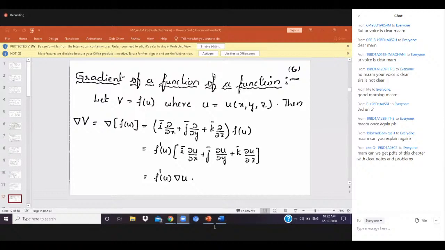This is f bar of u: i bar dou u by dou x plus j bar dou u by dou y plus k bar dou u by dou z. Then f bar of u into del u. This is the gradient of a function of a function. So function f is a function and u is also one more function here, because u depends on three variables x comma y comma z. Then how to calculate the gradient of a function of a function? This is the formula.